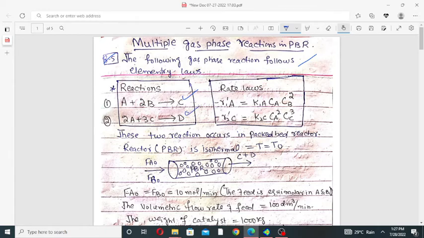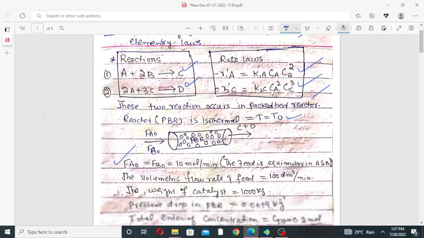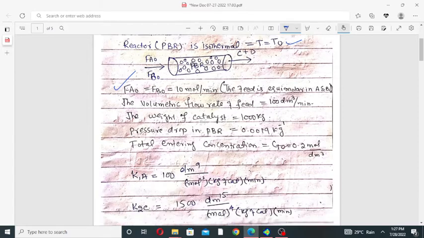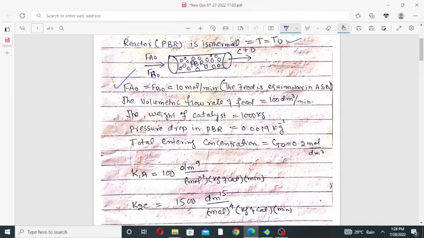The rate laws for the two reactions were given to us, and the reactions were taking place in a PFR packed bed reactor, which was an isothermal reactor. The initial flow rate of component A and component B was given as 10 mole per minute. The volumetric flow rate of the fluid was 100 dm cube per minute, and the catalyst weight was given to us. The pressure drop in the packed bed reactor was also given.